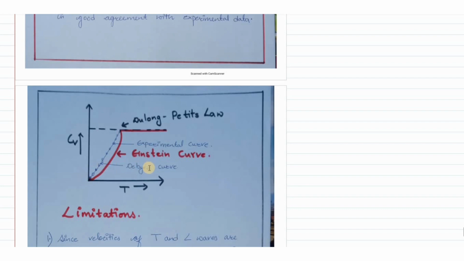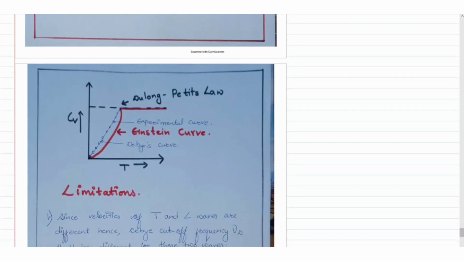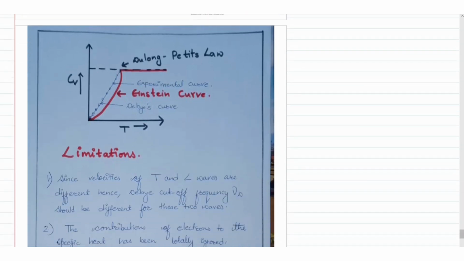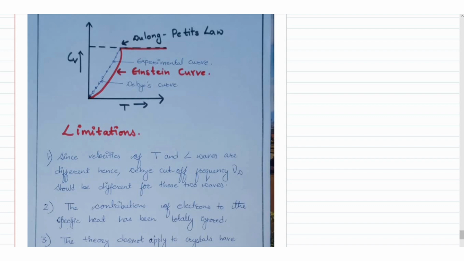So Debye's curve also showed that it decreases with temperature. So the experimental curve and Debye's curve agree. So Debye found that Cv decreases with temperature. So now the limitations of Debye's law. Talking about the limitations of Debye's law, the limitations were as follows.